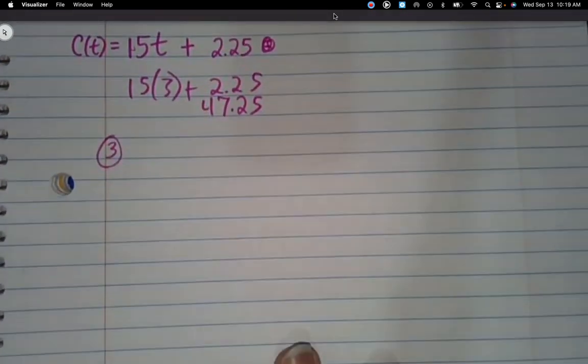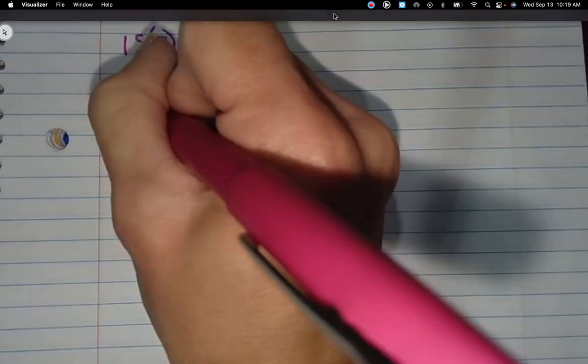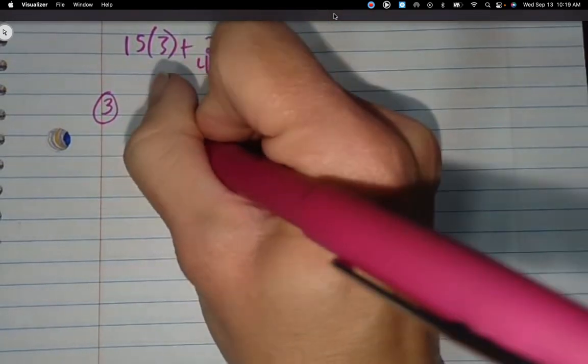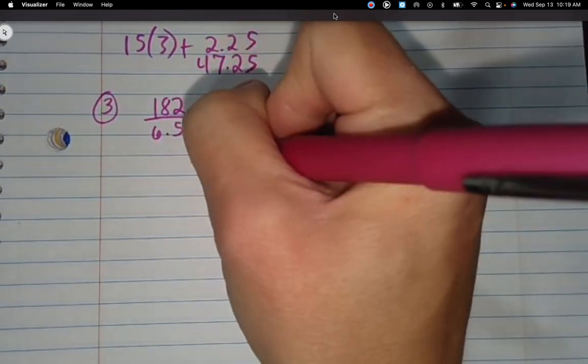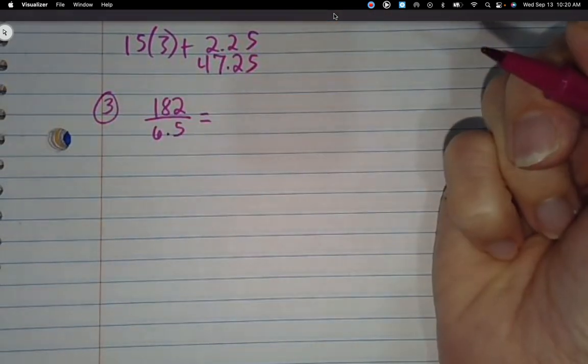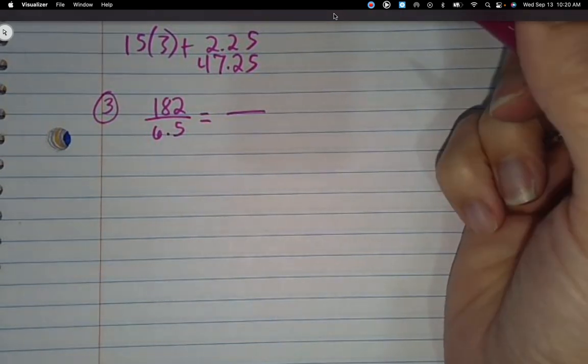We're at number 3. Flying through here. The distance traveled at a constant speed is directly proportional to the time of travel. So, if Olivia traveled 182 miles, I'm just going to make a little proportion. In 6.5 hours, that's miles per hour, right? Then how many miles will Olivia travel in 8.1 hours? So where does the hours go? Well, bottom, because we did miles up here.